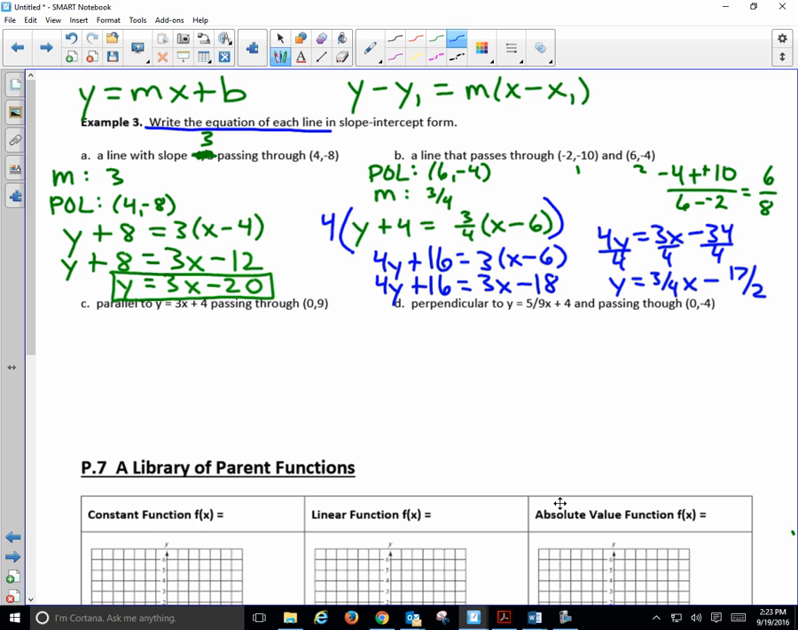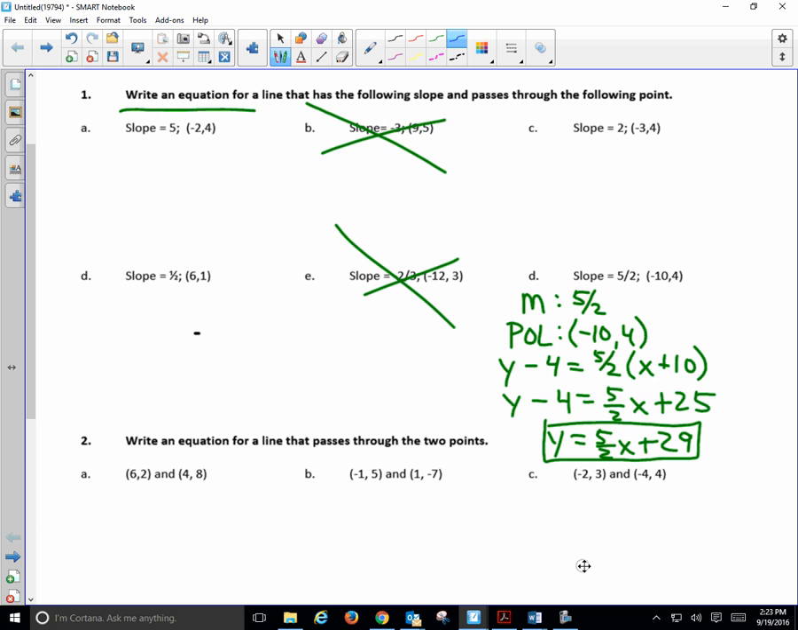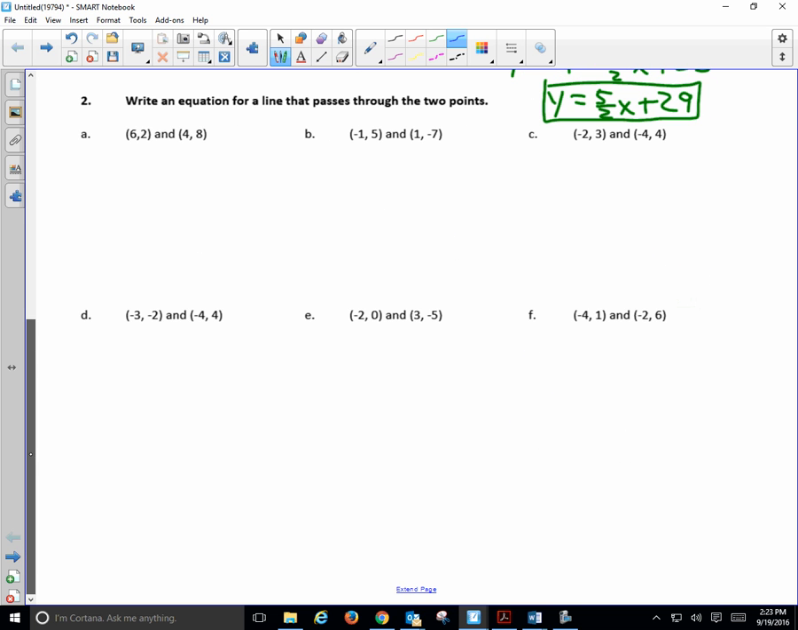So that's the second set, if you're given 2 points. So let's go to your worksheet. Give you a chance to do a couple homework problems, okay?